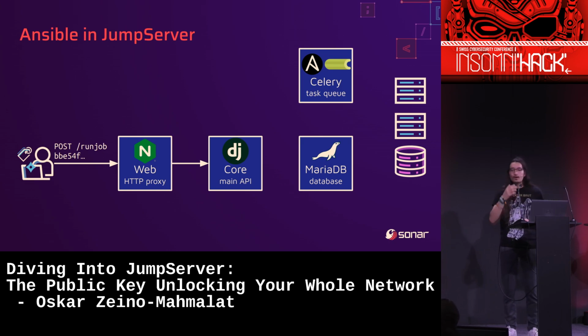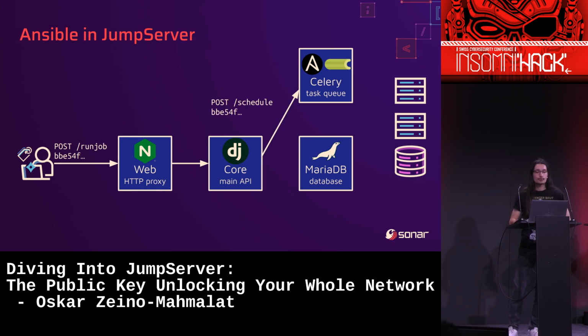And now the question becomes, how is this implemented again? Like which container is responsible? Because now we're looking at a different one. We see this user here that wants to run a job. They send it via the web proxy directly to core. And this will now go to the Celery container and says, hey, I want to schedule this job here.